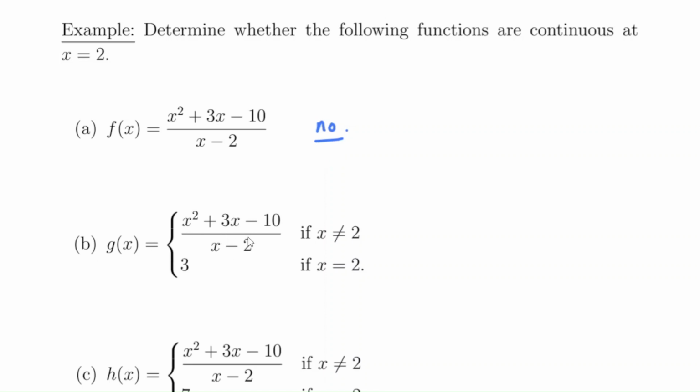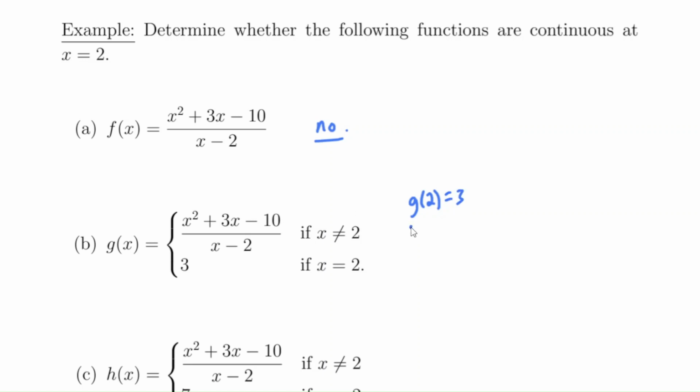Okay, what about g? Now you might think, well, g is also a rational function. It's very similar to this. Only g, so first of all, f of 2 was not defined here, right? So it's not continuous. If you look at those three conditions, is f of 2 defined? No. Now what about here, g of 2? g of 2 is defined, right? g of 2 is 3. In fact, let's write this down. g of 2 is 3.